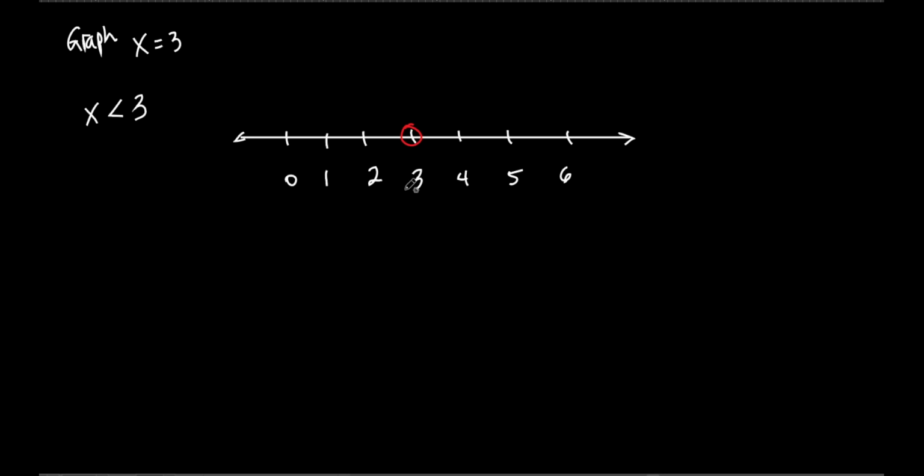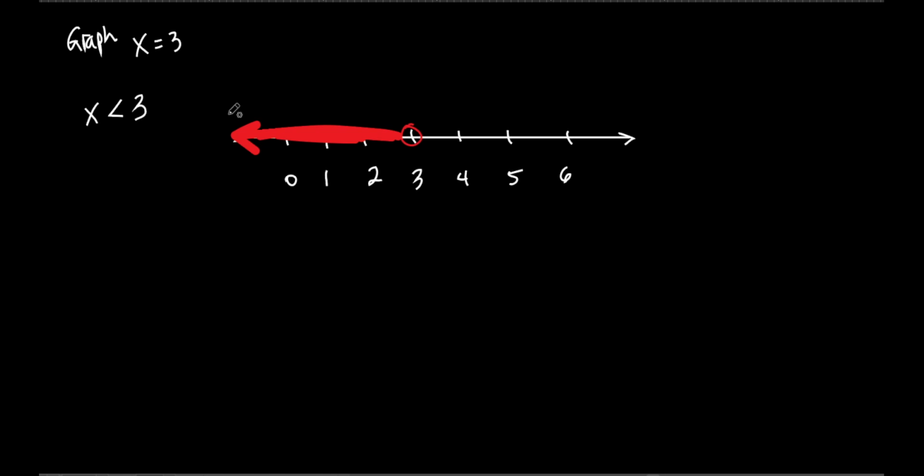But we'll keep it open, and then you just shade everything to the left. Just make it a little bit thicker, kind of fat like that. And that means everything to the left of 3, but does not include 3. It gets as close as possible to 3. 2.9999999, I could keep doing all day, but it never hits 3. But it's everything to the left. So that's the graph of that.